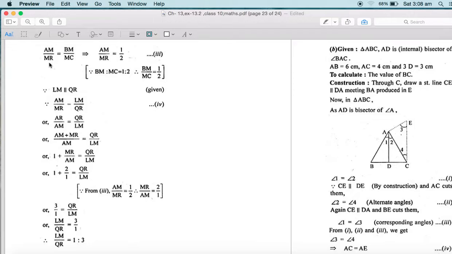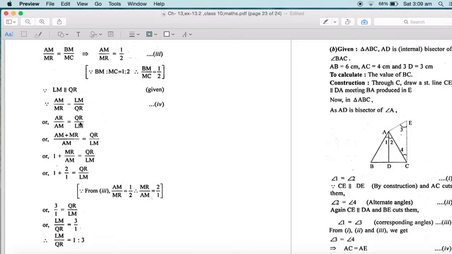We have here AM upon MR equals BM upon MC. So I can write this as AM upon MR equals 1 upon 2, because it is there in the question that BM upon MC is given as 1 ratio 2, or 1 upon 2. This is already given. So AM upon MR is 1 by 2. Now LM is parallel to QR, that is given in the question. AM upon MR is equal to LM upon QR.